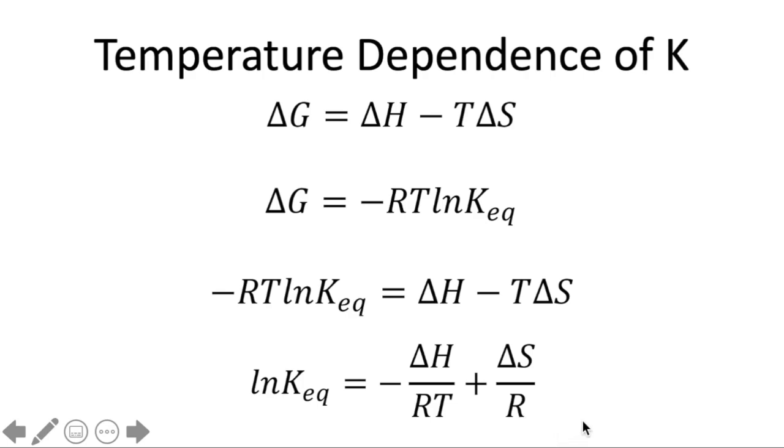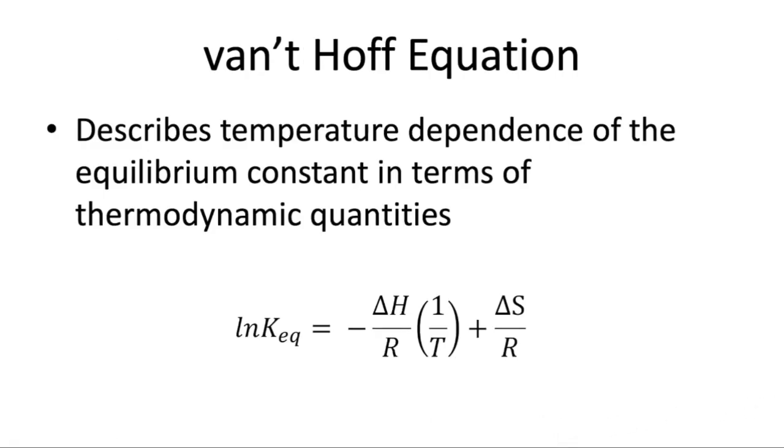And this is in a sort of y equals mx plus b configuration here, where the slope is going to be negative delta H over R, and the intercept is going to be delta S over R. So depending on the properties of the reaction, we would expect it to have either a positive or negative slope. If it's an exothermic reaction and our delta H is negative, then when we look at our slope, which is negative delta H, we expect a positive slope. And if we have a positive change in entropy, then we expect our intercept will be positive. And if our change in entropy is negative, then our intercept will be negative.